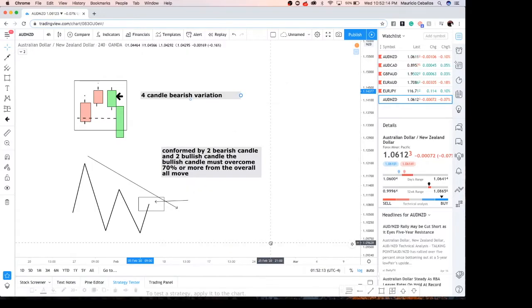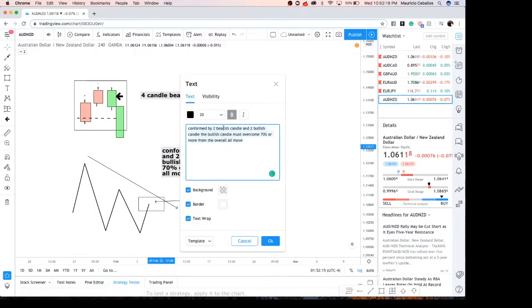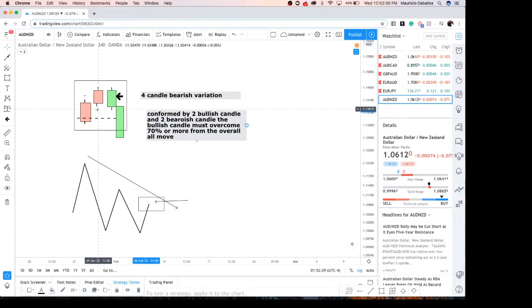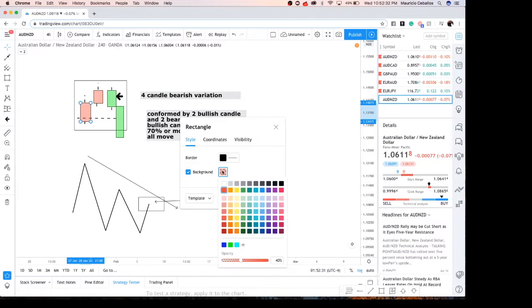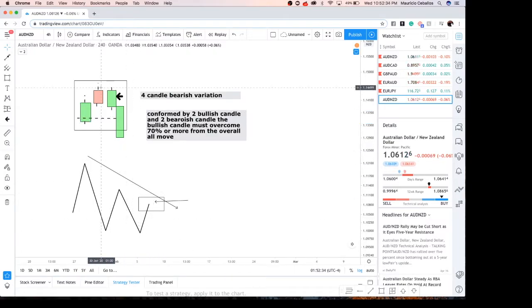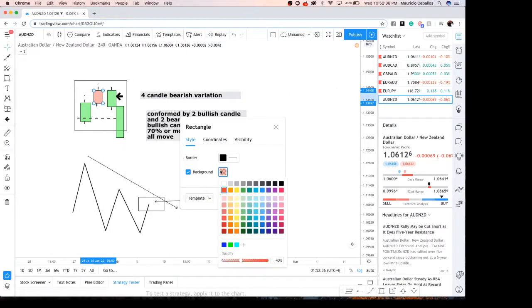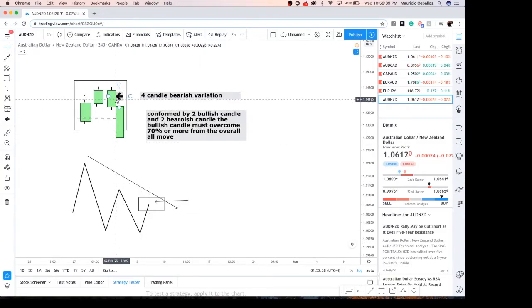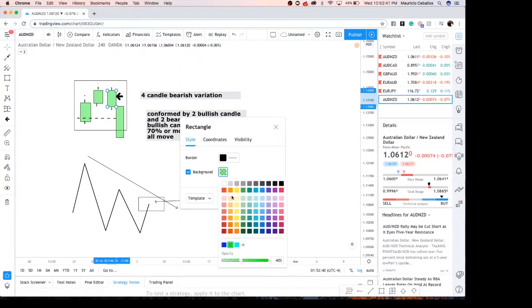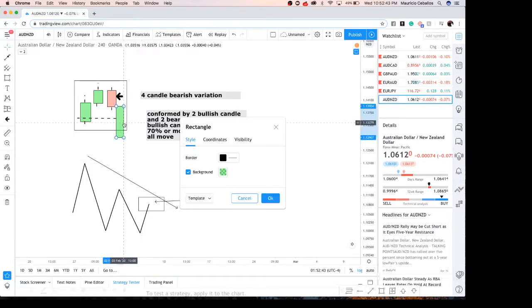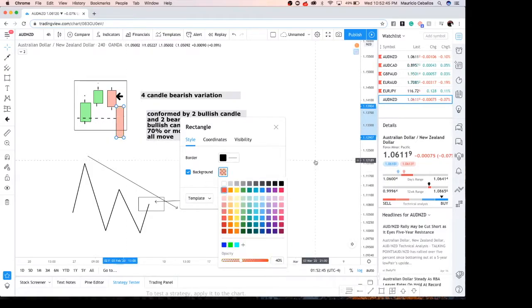Okay, it's conformed by 2 bullish candles first, and 2 bearish candles. We have the same concept inverted. So in this case, the first 2 candles are bullish, and then the second 2 candles will be bearish. This will help us identify that momentum is shifting from a bullish perspective to a bearish perspective.